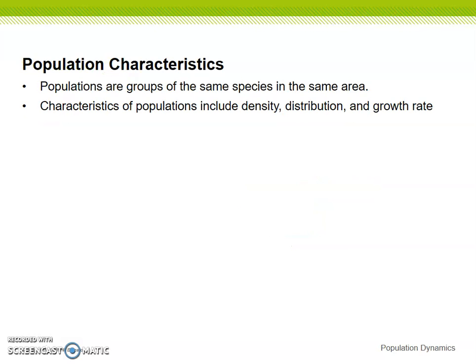Population characteristics. Populations are groups of the same species in the same area. Characteristics of population include their density, their distribution, and their growth rate. So how tightly compacted are they? Are they very close together? Are they very spread out? Are they clumped together as far as distribution? And does their population grow very quickly or very slowly?